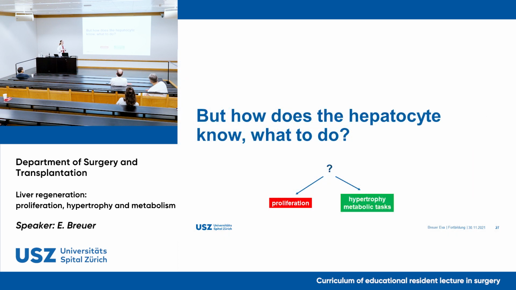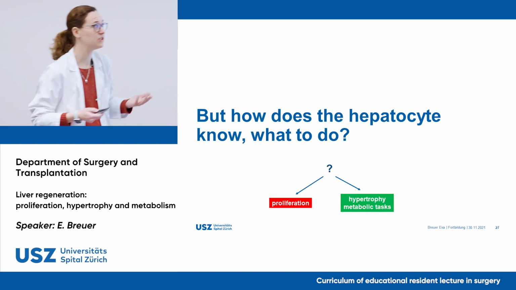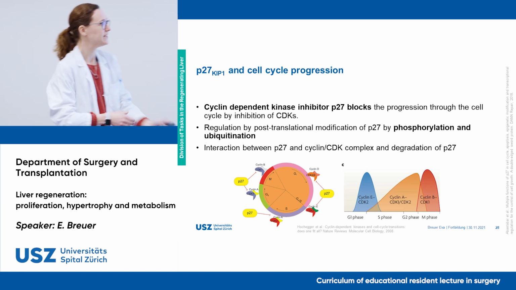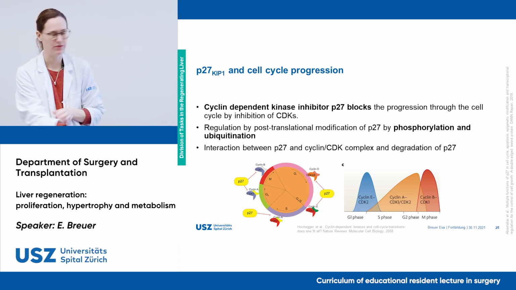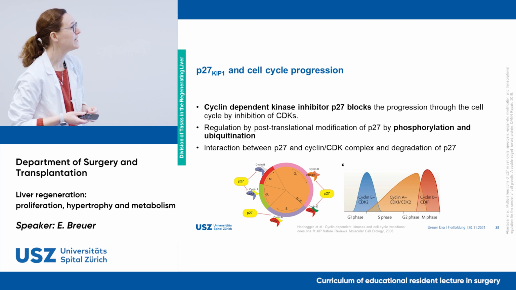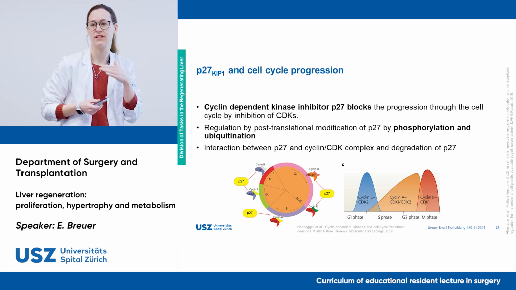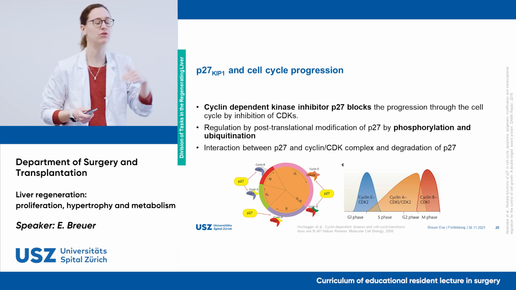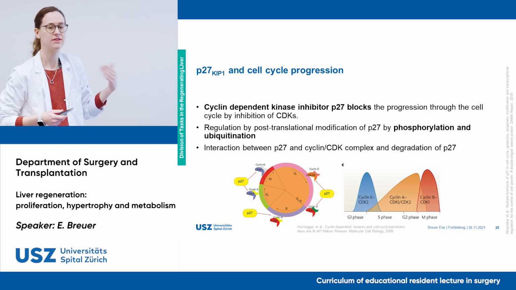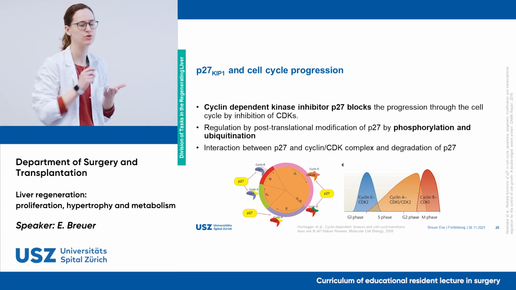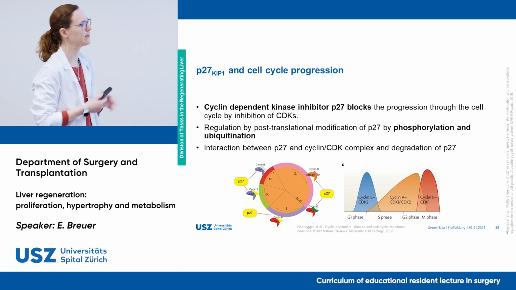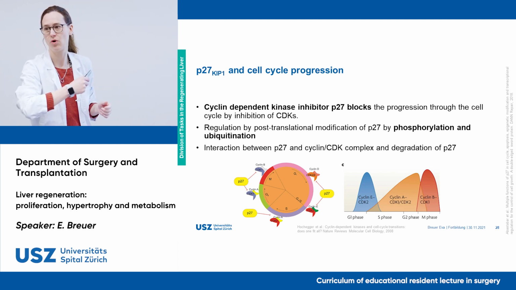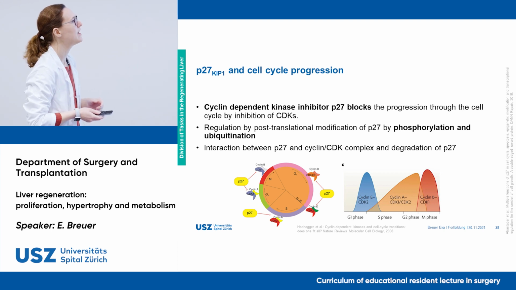But why and how does a hepatocyte know what to do? Why does it know, oh, I need to proliferate, or oh no, I need to get hypertrophic and probably do all the metabolic functions? And here we concentrated on P27. P27 is a cyclin-dependent kinase inhibitor which can block the progression through the cell cycle at several points. This is contrary to P21, which is known to block at one certain point. P27 is able to stop the cell cycle more or less at every point.